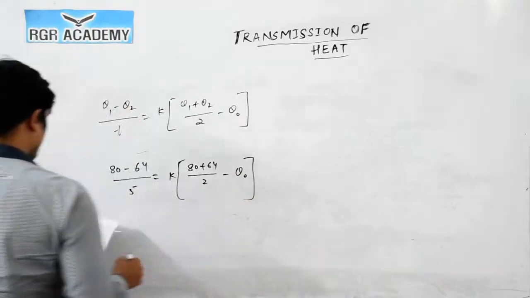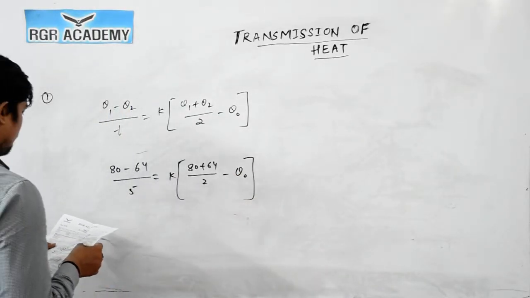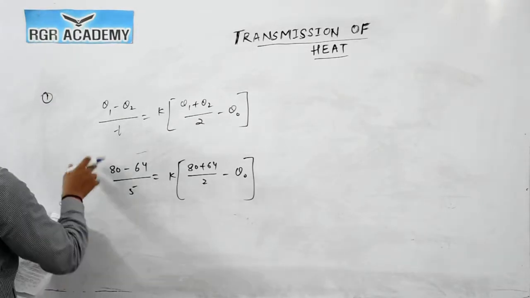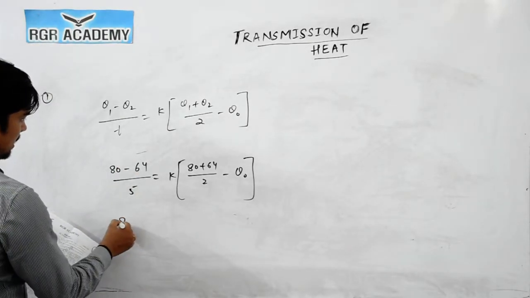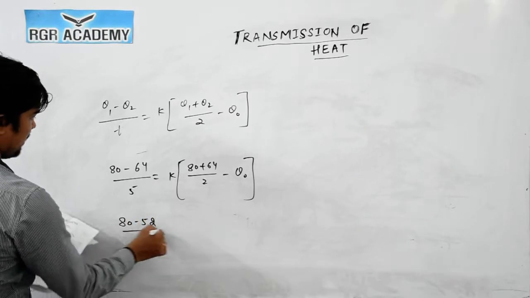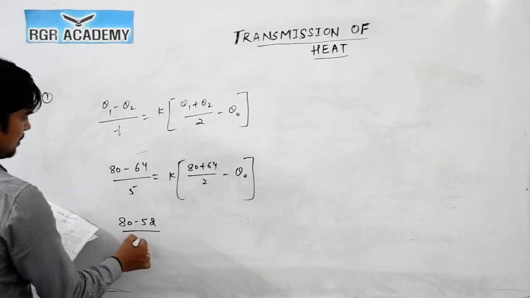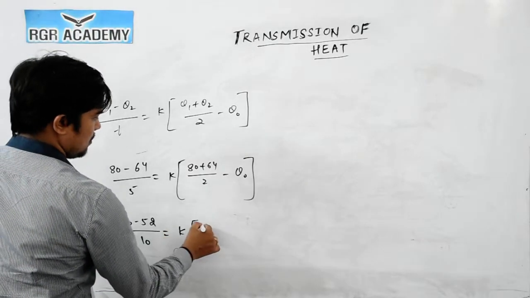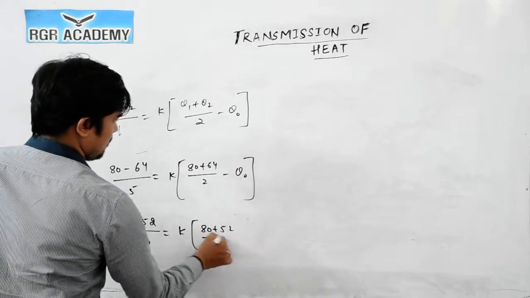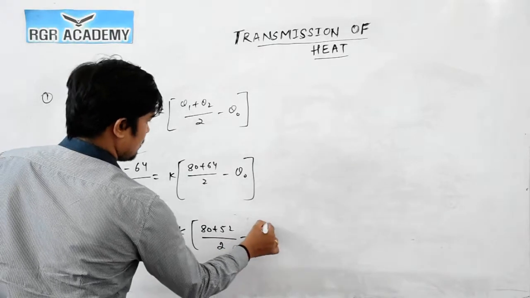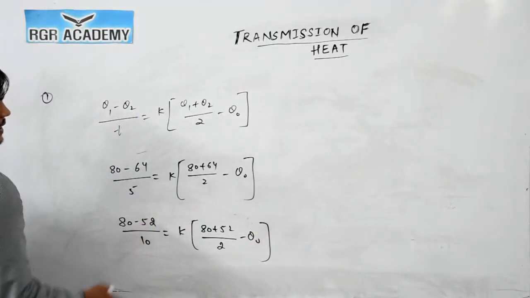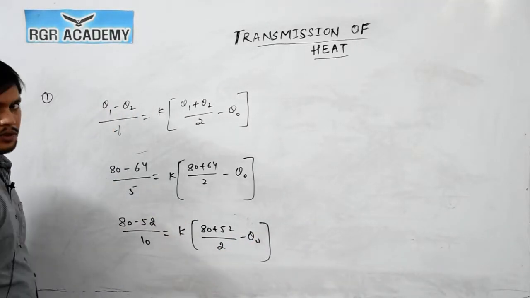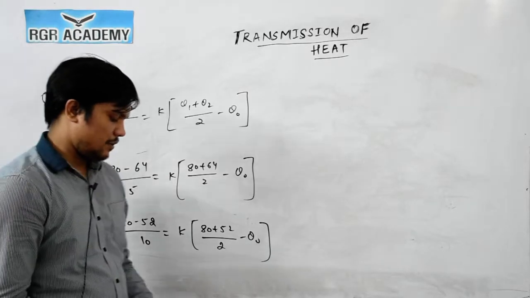Okay, now in the next case they have given that it cools to 52 degrees Celsius, so now from 80 to 52. Okay, so we can write 80 minus 52 divided by the time, given as 10, is equal to K into 80 plus 52 by 2 minus theta naught. Okay, so from these two equations we can get the values of K and theta naught.